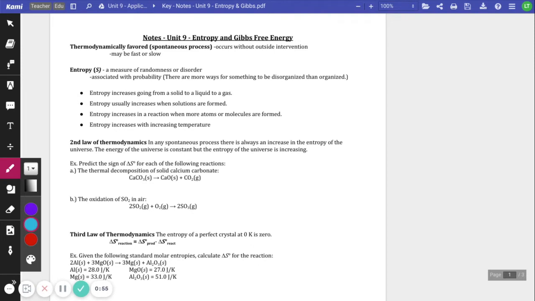And then the second part of this unit is really electrochemistry, and they are related and not related at the same time, I guess is the best way to think through that. So we're going to start with entropy and Gibbs free energy today.